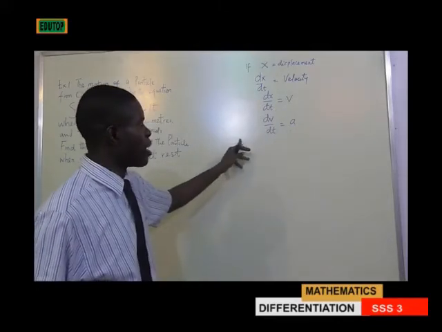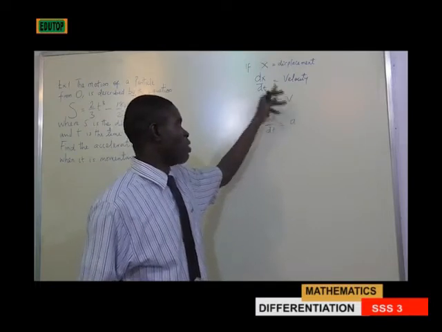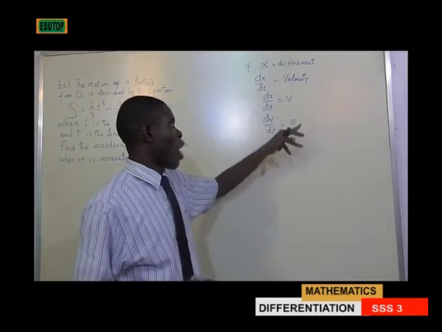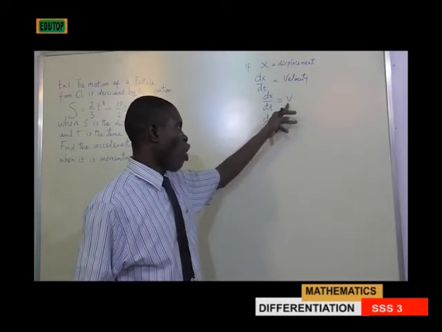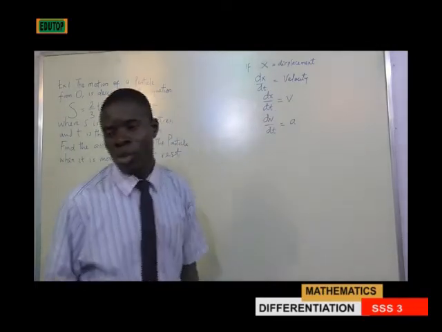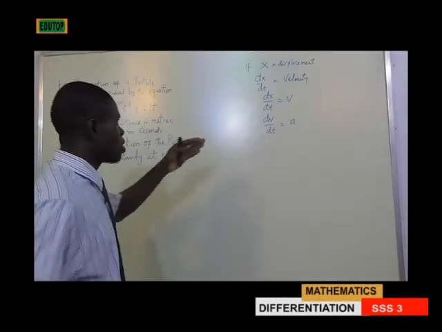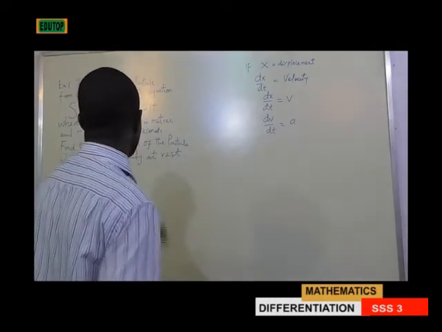So that is why velocity can be defined as the rate of change of displacement, while acceleration is the rate of change of velocity. So now let's see this example to justify the application of differentiation in velocity and displacement.